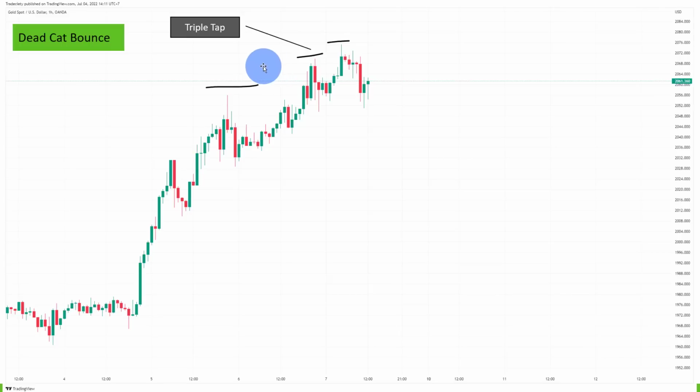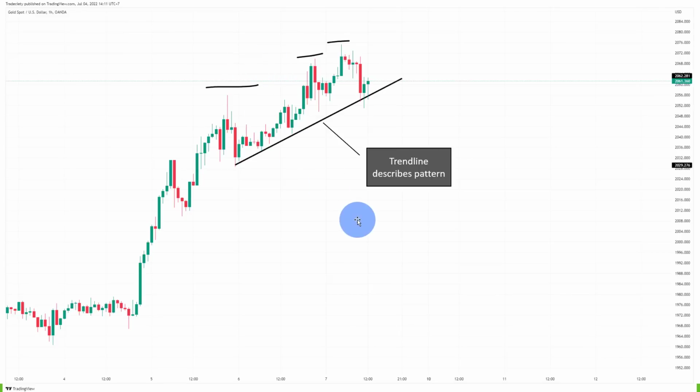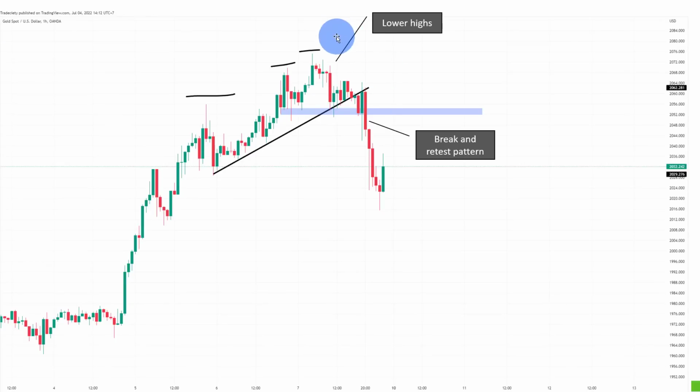So that's our first sign of bearishness. We can also use a trend line to help us create a filter. So we can very nicely describe here this triple tap with the trend line. And what we have here is then the dead cat bounce. The dead cat bounce is pretty much just a break and retest.